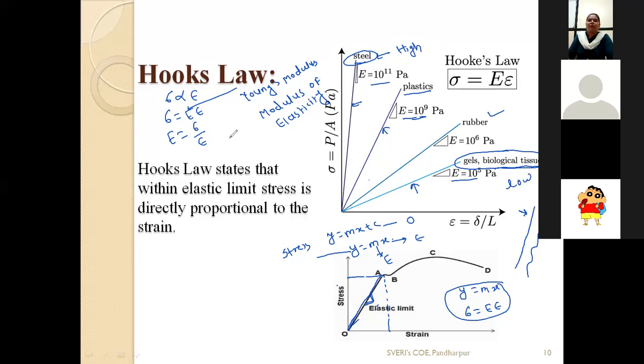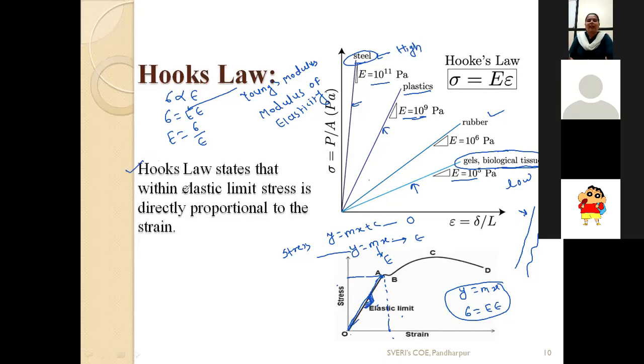Okay, what is meant by Hooke's law? Within elastic limit, stress is directly proportional to strain. When we say stress is directly proportional to strain, if stress increases, at that time strain also increases by the same amount. So this is called directly proportional. So this line is linear and this line shows the slope of this line.